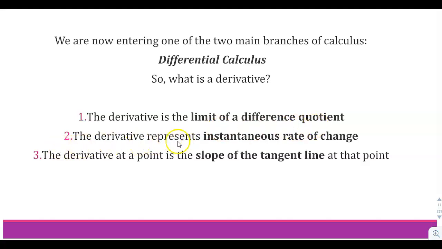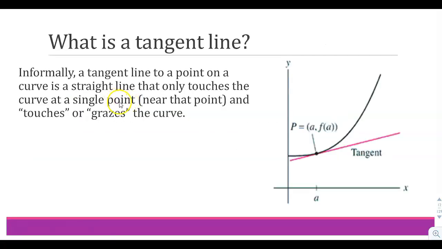The derivative represents instantaneous rate of change. And the derivative at a point is the slope of the tangent line at that point. So we want to understand all three of these definitions of a derivative. We just finished saying that a derivative is the slope of a tangent line at a point. So what is a tangent line?